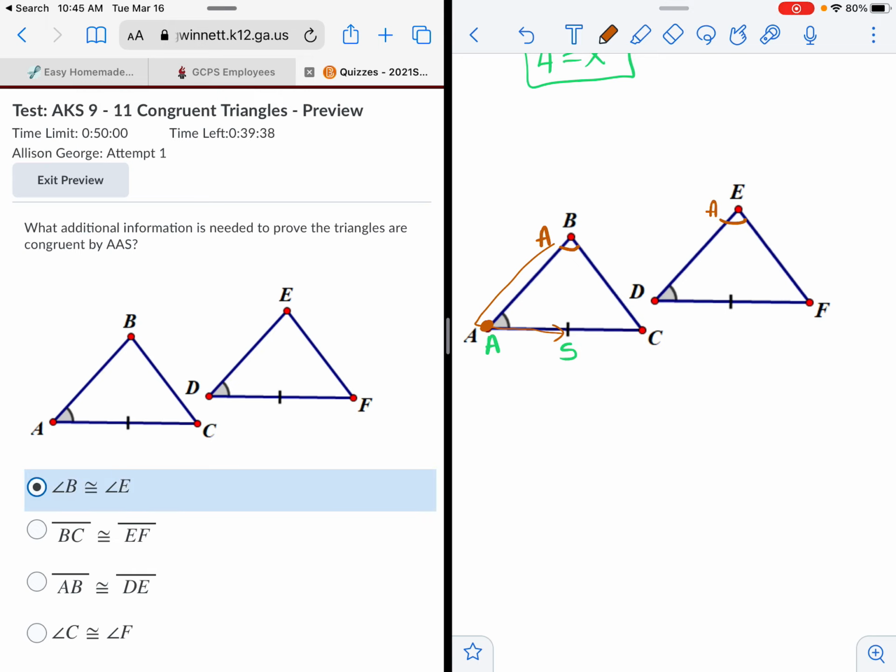I could right away knock off the two middle choices because if I want angle, angle, side, I know that I need two angles and only one side. But you might have gotten confused with angle C and angle F. So let's take a look at why that one is not the correct answer choice here. So right now I have angle, I have side. If I knew C and F were congruent, what would I have? I would have angle, side, angle. And that's not what we want. We want angle, angle, side. So it's really important that you're careful about the order that these pieces go around the triangle.